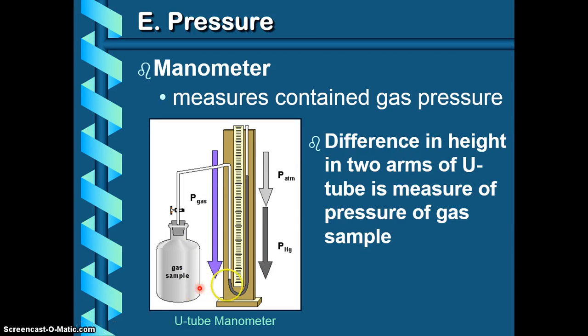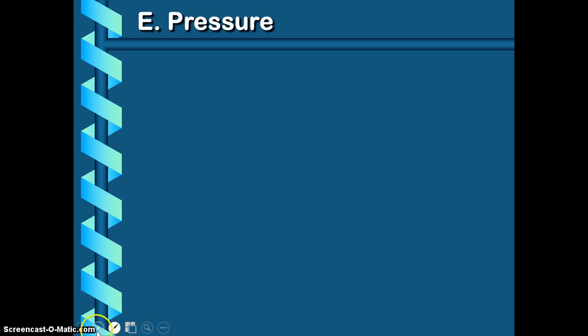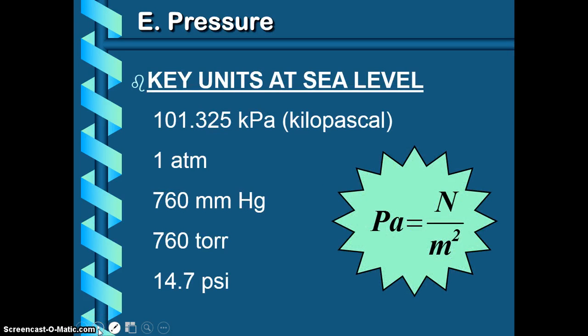The way that we do that is we look at the pressure differences in the 2 different arms of the U-tube. And this is a U-tube, not a YouTube, so you can't find a channel. But it's a measure of the pressure of the gas sample. The units for a manometer, there are various units that you can use depending on how it's being measured. So let's take a look at the type of units we're going to use to measure pressure when we do gas laws.